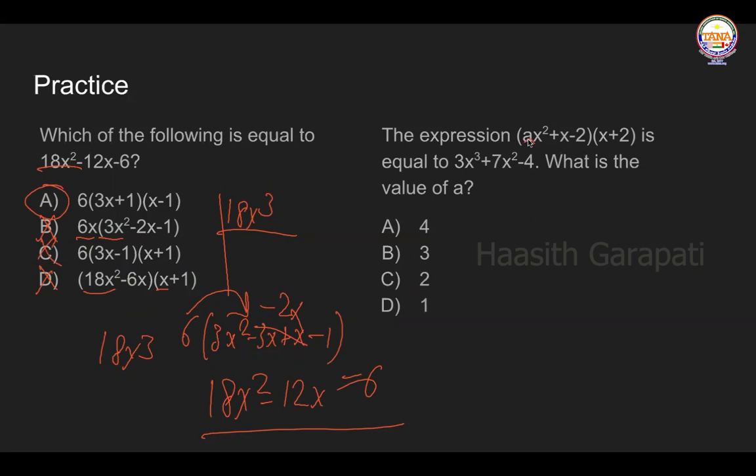Okay, now it says the expression up here is equivalent to 3x cubed plus 7x squared minus 4. What is the value of a? All right, no way around it. You got to expand the top equation. So, ax cubed plus 2ax squared plus x squared plus 2x minus 2x minus 4. Well, the 2x minus 2x cancels out, so that's why there's no x term. And then we have 2ax squared plus x squared.